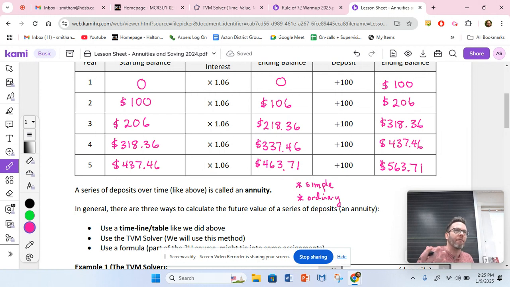Because we know in real life, I could put in $100 one year or $120 another year, and that can be flexible. The interest rate can change. I can put it in on December 20th instead of December 30th. A lot of things change. So to keep things simple, to keep things ordinary, it's the same amount. It's at the end of the period. This is called an annuity when you save, make regular deposits over time.